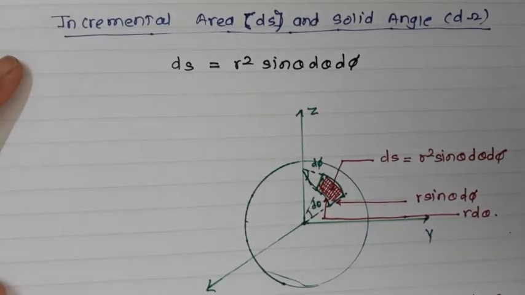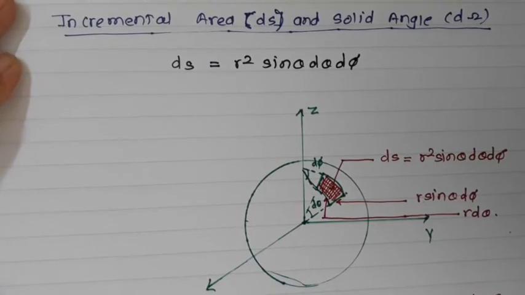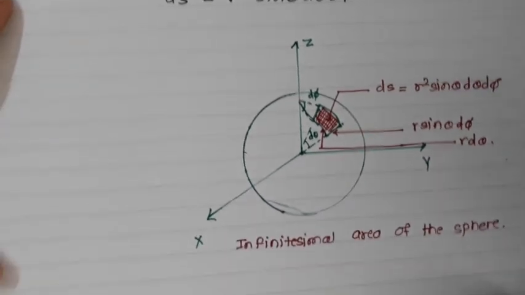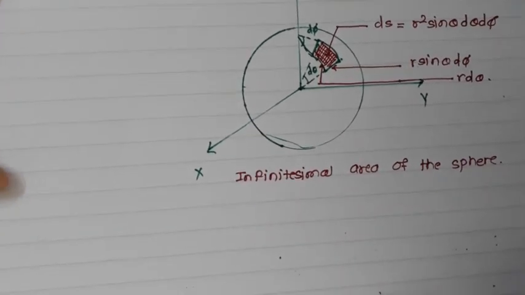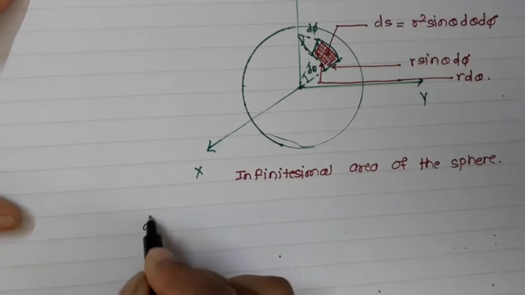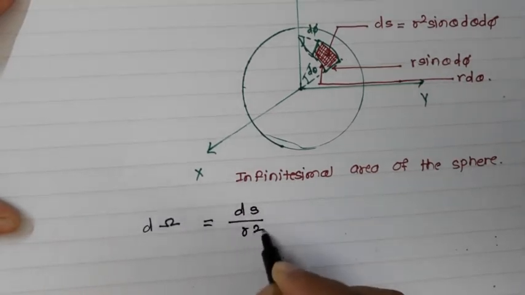So here when I talk about the solid angle, from the definition of the solid angle, the area r square on the spherical surface subtends a solid angle of 1 steradian. So the total solid angle subtended by this area ds will be given by d ohm is equal to ds by r square.